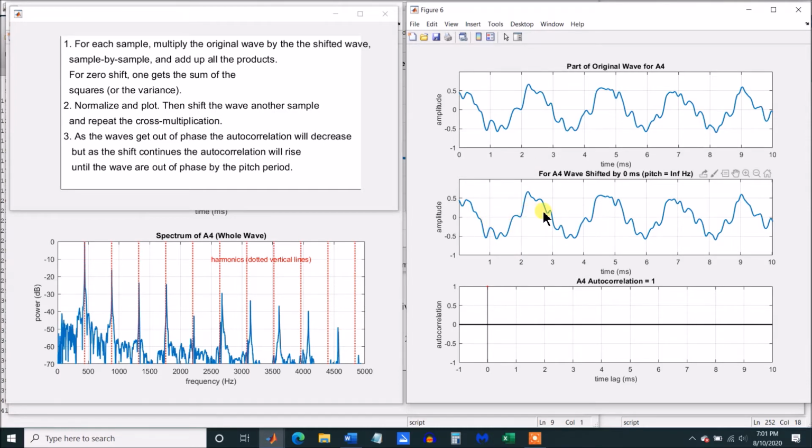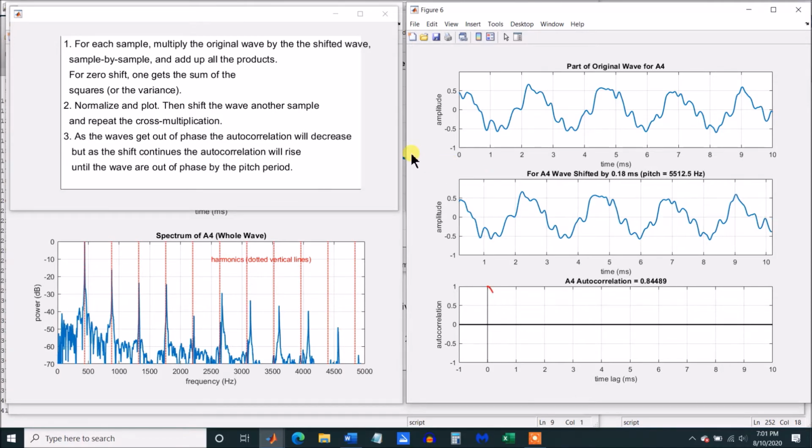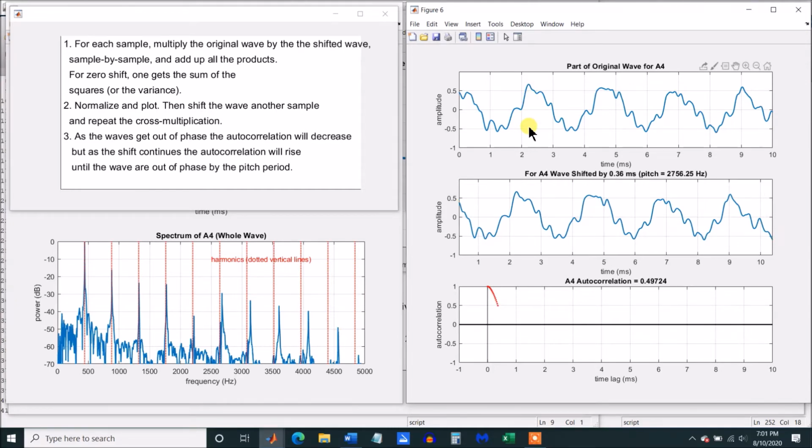As I start to shift, I'm going to start to get some products that are negative, because I have a negative sign down here maybe and a positive one up here. So I'll decrease the autocorrelation. So let's start doing that. Let's shift it. Here's one shift. See, it's dropped off, and I've shifted this wave down here slightly compared to this wave up here. Let's keep shifting it. Now I'm going to get products that are sometimes negative and sometimes positive as I go along the wave, and it's going to decrease the value of the autocorrelation down to about 0.5. Keep going.